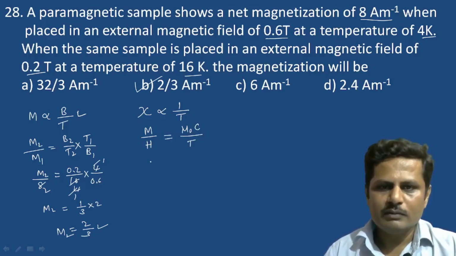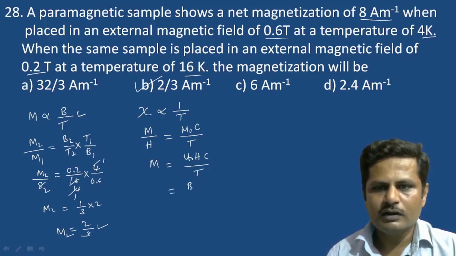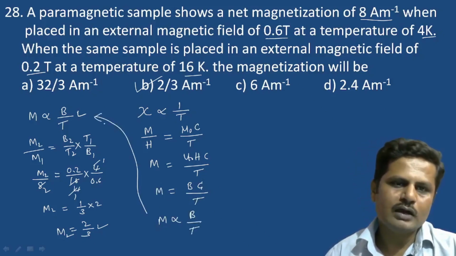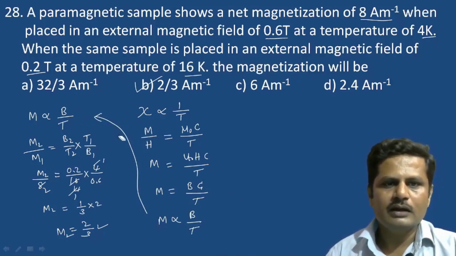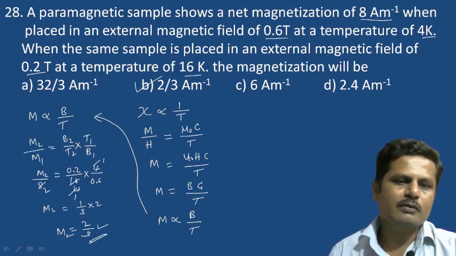Now this M, that is the magnetization, can be written as mu naught H C divided by T. Mu naught H is nothing but the magnetic field, and C is Curie's constant, divided by T. For that reason, the magnetization is proportional to B by T. So we can directly use this B by T. In this way we can get the answer for this question, that is M2 equals 2 by 3.